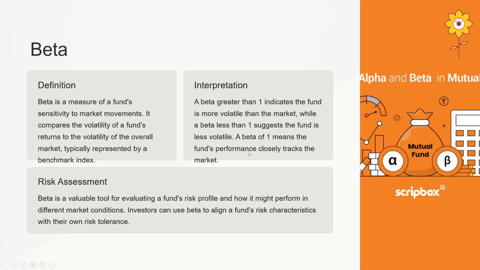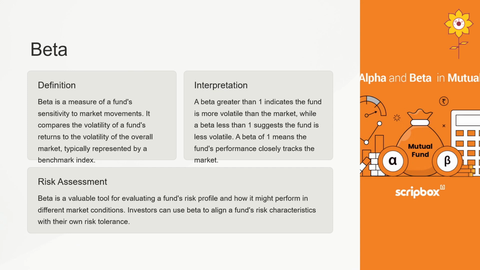Then you have beta. As I said, beta is a measure of volatility. It's very sensitive to market movements. It's typically a measure of risk, volatility we say, and it's represented by a benchmark index. If the beta is greater than 1, it indicates the fund is more volatile. If the beta is less than 1, the fund is less volatile. So whenever you have a beta around 0.68, 0.98, 0.88 for example, then your beta is good because it's less than 1. But if you have a beta around 1.09, 1.10, 1.15 or somewhere above 1, your fund has high volatility.